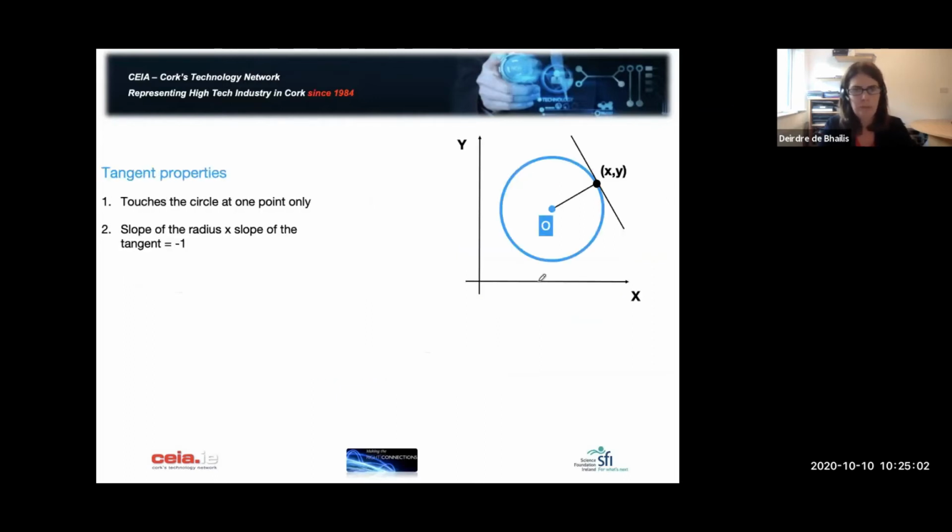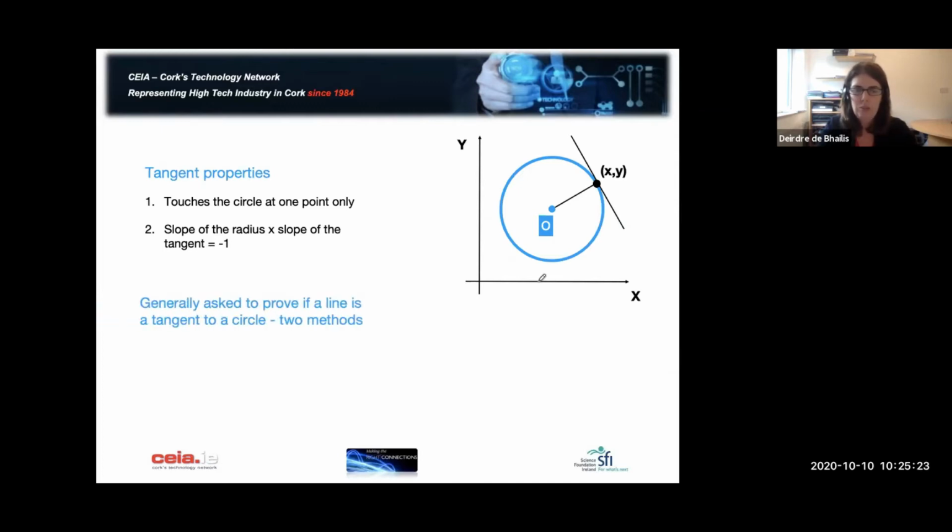So, tangent properties. A tangent touches the circle at 1 point only. And we've already seen that the slope of the radius multiplied by the slope of the tangent is equal to -1, because they are perpendicular to each other. Now, with tangents, we're generally asked to prove if a line is a tangent to a circle. And there are 2 methods to doing this.